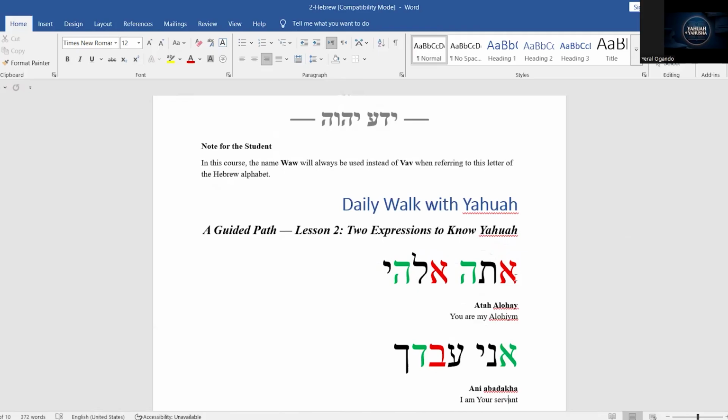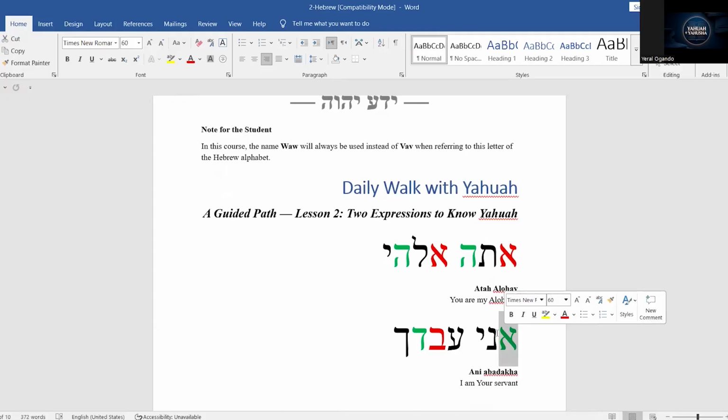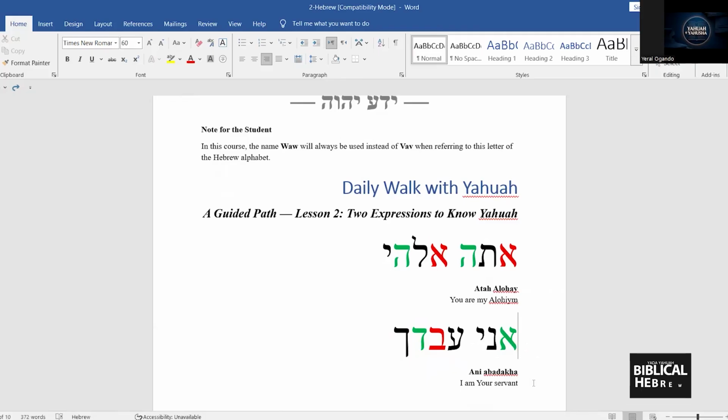The second one has Aleph, Nun, Yad, Ayin, Bet, Dalet, Kaf Sofit. That's why it is Ani Abadaka, I am your servant. Ata Elohai, you are my Elohim. Ani Abadaka, I am your servant.